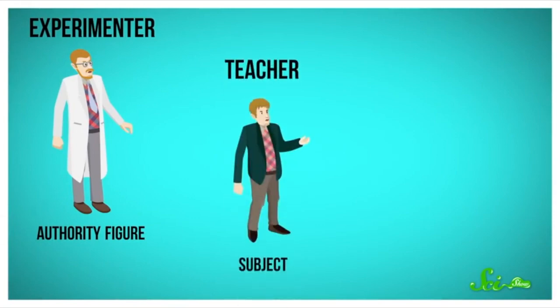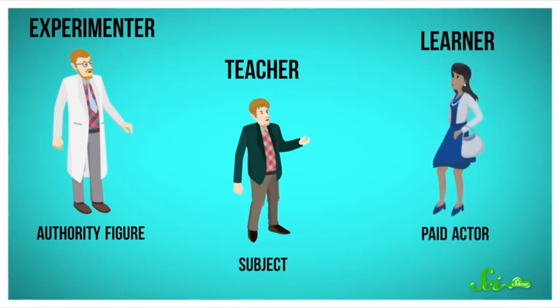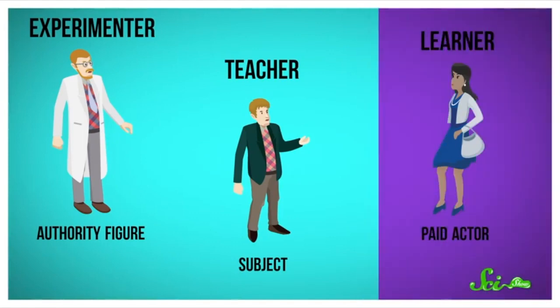The teacher was the role assigned to the experimental subject, and the final role was the learner, a paid actor who the subject thought was actually another volunteer. The learner was sent to a separate room so they were out of sight while the experimenter observed the teacher, the subject, instructing the learner in a word pairing task over an intercom.